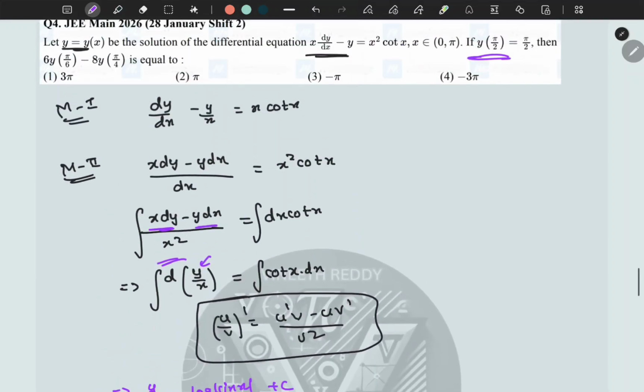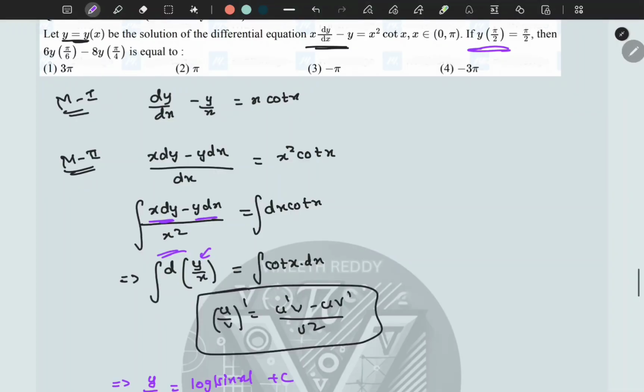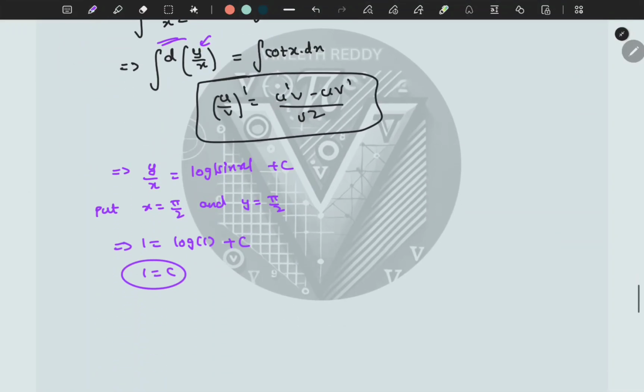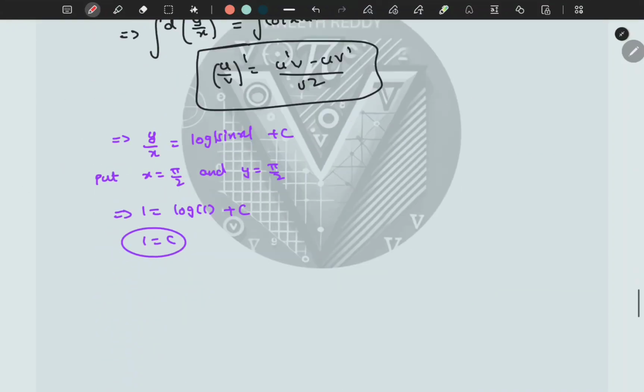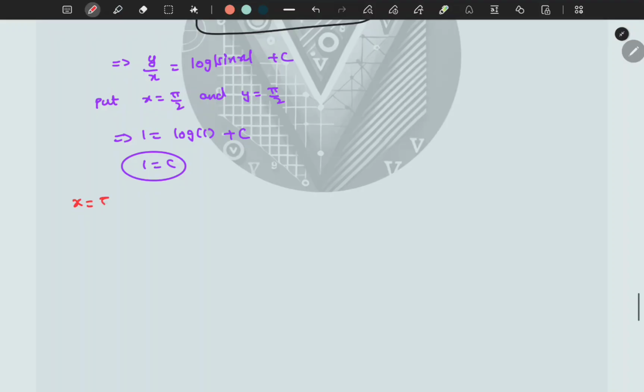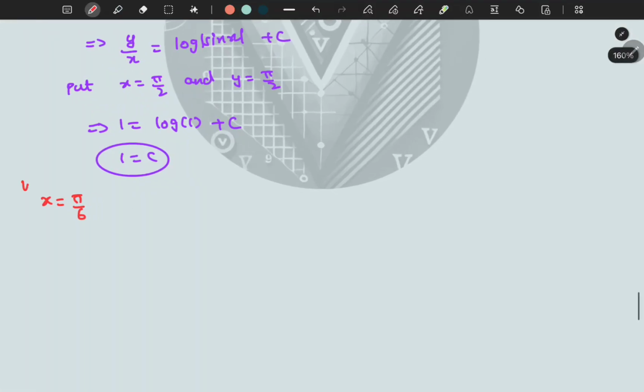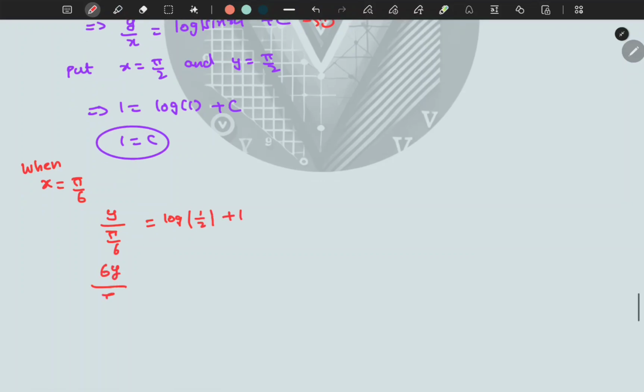Now what is he asking? He's asking us to find the value of 6 times y(pi/6) minus 8 times y(pi/4). So first we need to calculate the value of y when x is 30 degrees, that is, x is pi by 6. Substitute that in this equation. We get log|sin 30|, sin 30 is 1 by 2, and c is 1. So we get 6y divided by pi equals minus log 2 plus 1.